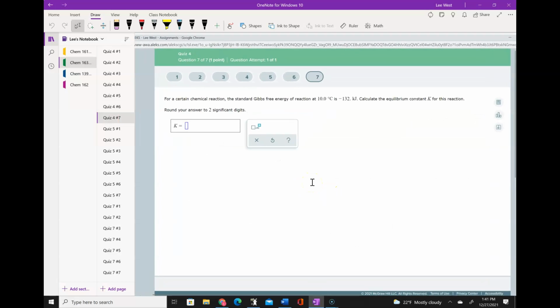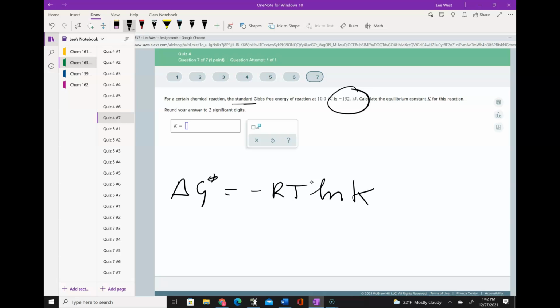All right, what is this one? So a certain chemical reaction, the standard Gibbs free energy of the reaction is minus 132 kilojoules. Calculate the equilibrium constant for this reaction, round your answer to 2 significant figures. So this is a very negative delta G, so I would expect a pretty big K. It's a spontaneous reaction. So how do we do this? We have a little formula. Delta G naught, which is for standard, is equal to minus RT log K.